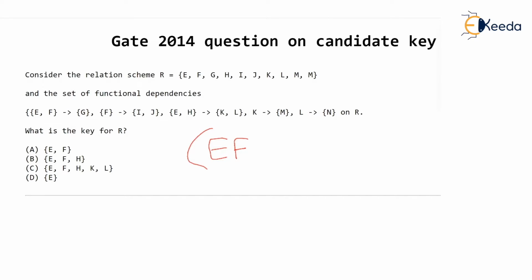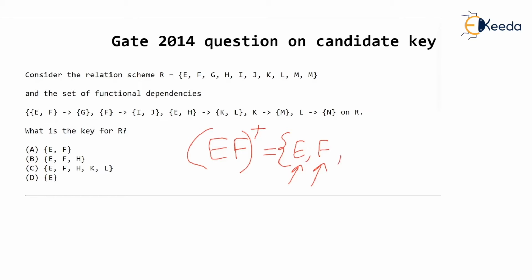Best thing you can do is find the EF closure. Who knows, EF will determine all the attributes. Now EF will contain EF. That's good news, isn't it? See, otherwise there were no chances that you can bring E and F inside this closure set. Absolutely not, because E and F are not there on the right hand side of any of the functional dependencies.